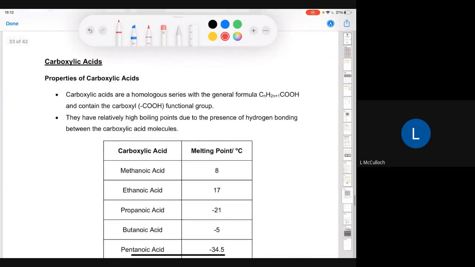So, carboxylic acids. We're starting with properties of carboxylic acids. This is a little bit of National 5 and Higher revision. Carboxylic acids are a homologous series with the general formula CnH2n+1COOH, and they contain the carboxyl functional group. They have relatively high boiling points due to the presence of hydrogen bonding between the carboxylic acid molecules.